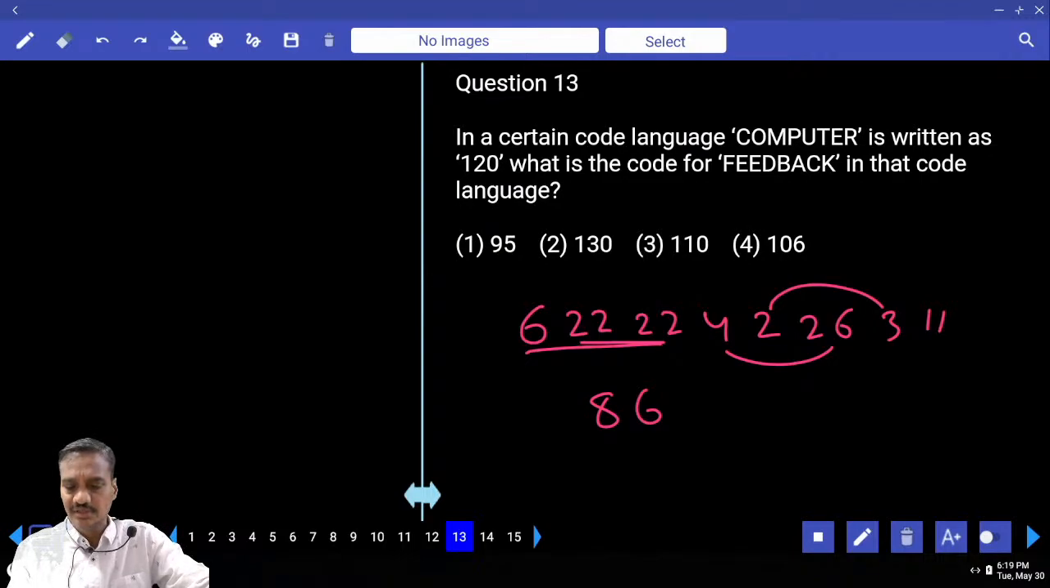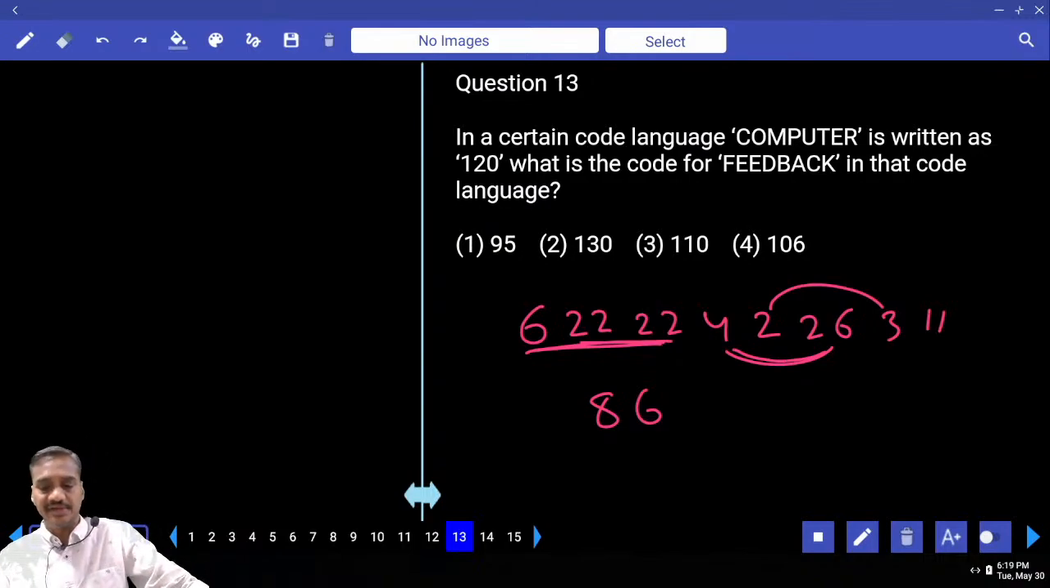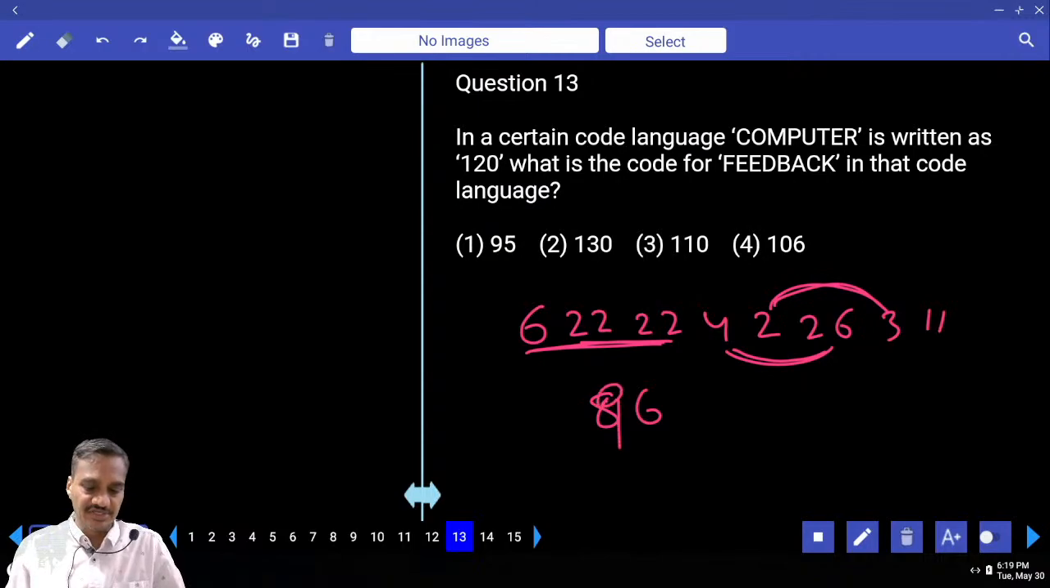Now 50 plus 30, 80. And 80 plus 5, 85 plus 11, 96. 96 plus how much? 10. 106, choice 4. Now does it match?